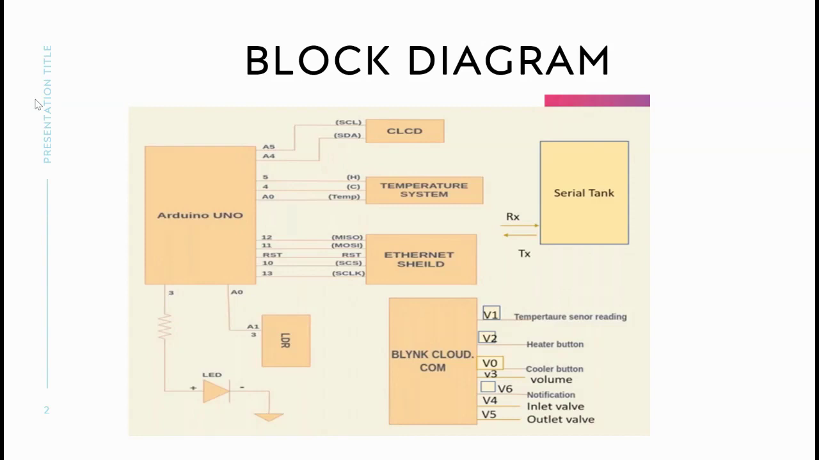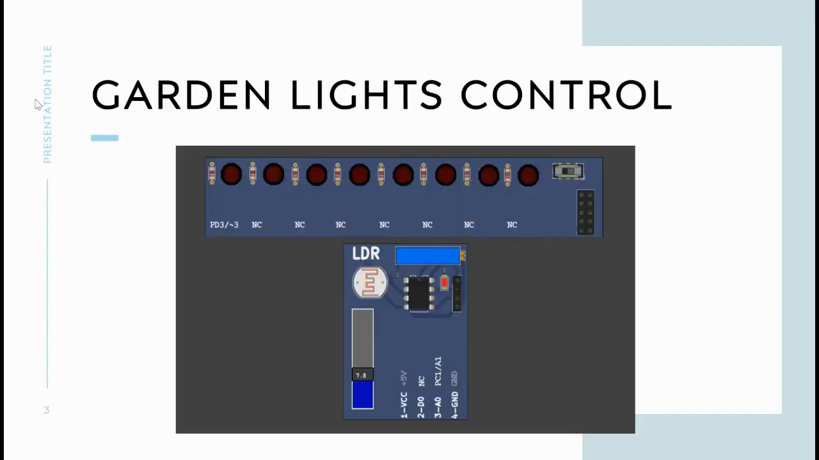You can see the temperature system, Ethernet shield, Blynk cloud, Arduino Uno, and serial terminal, and you can see how they are interfaced with the Arduino Uno. So this is what you are going to implement in software now. The serial terminal is interfaced using serial communication, while Blynk is interfaced using the Ethernet shield; it talks to the Arduino through the Ethernet shield. So these are the components used in implementing the various blocks.